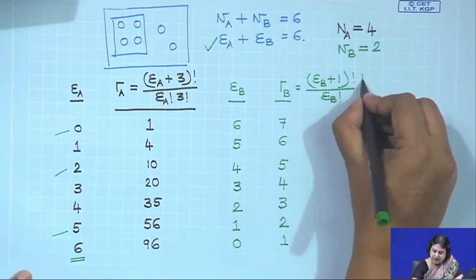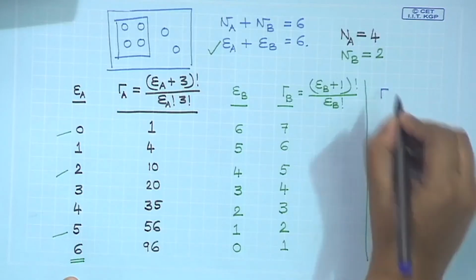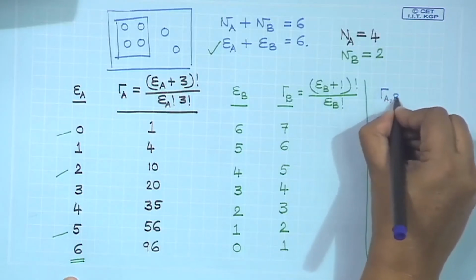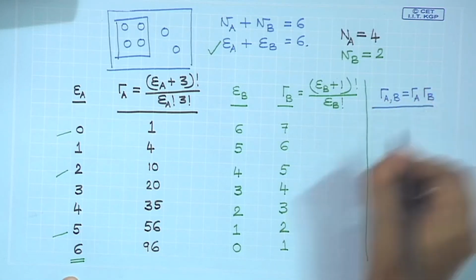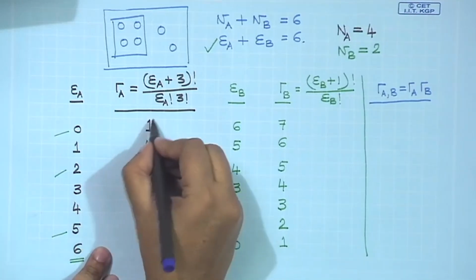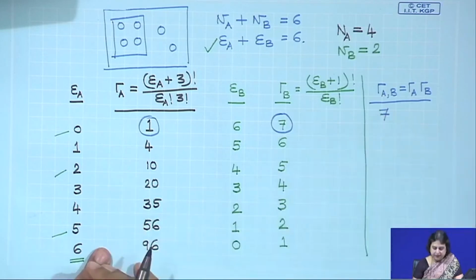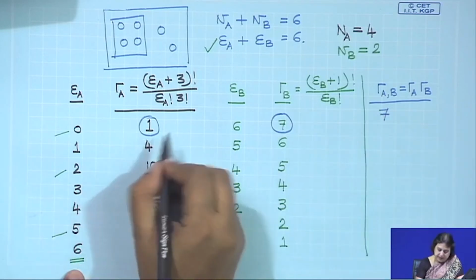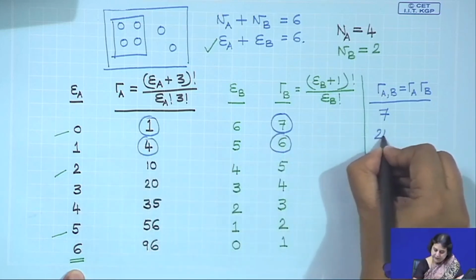Now, the final question that we wanted to know was, what is the total number of microscopic states associated with each of the macro states. So, that we can very easily find out as gamma A into gamma B for every value of epsilon. So, what I find here if I take the multiplication of these two numbers, I find that this is 7. If I now multiply these two numbers, what I get is 24.